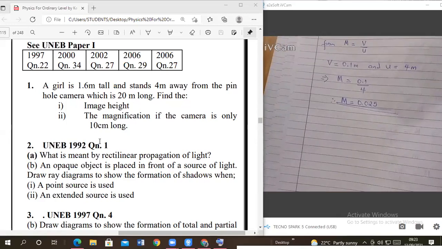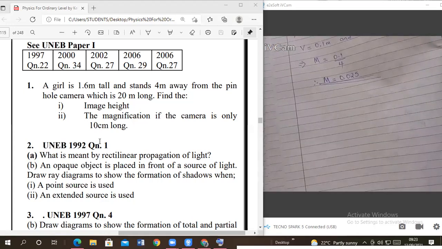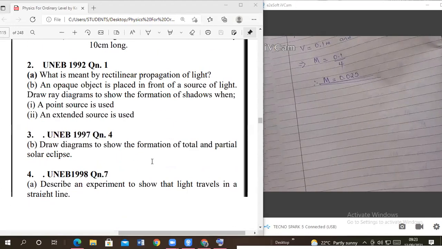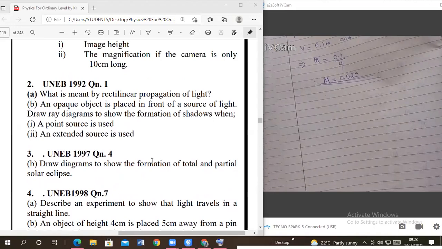If the magnification is less than 1, it means the image has been diminished. But if it's more than 1, it means the image has been magnified. Are you together? Yes. Take note of that.